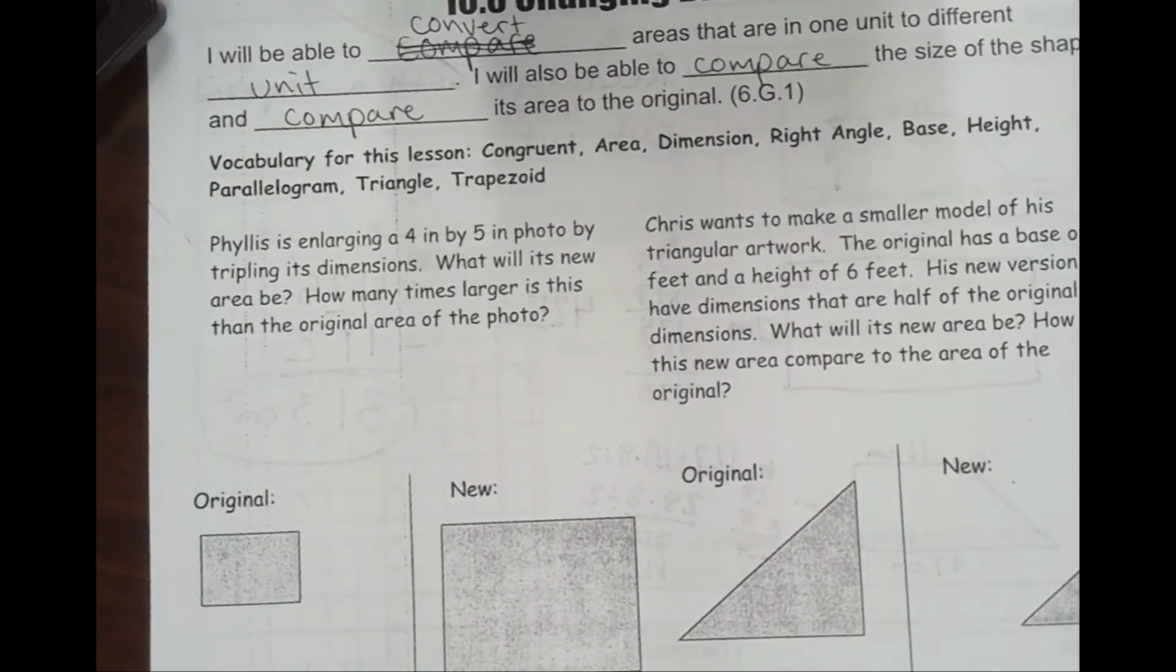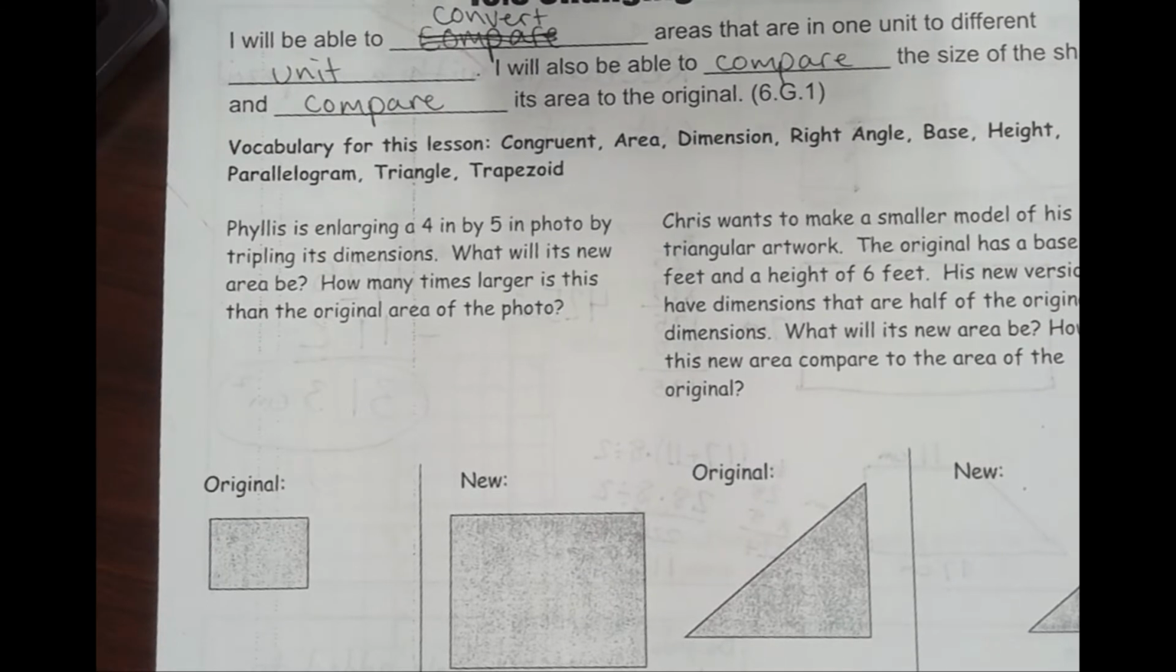Alright, Phyllis is enlarging a 4-inch by 5-inch photo by tripling its dimensions. What will its new area be? How many times larger is this than the area of the original photo?